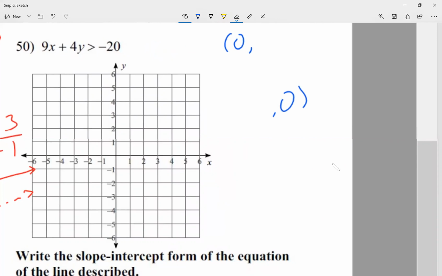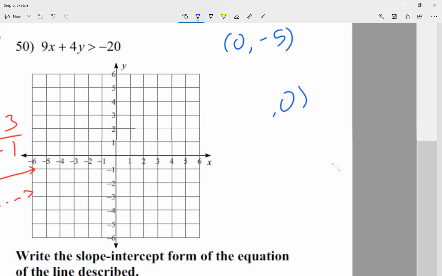I said ignore the x term. So this looks like 4y equals -20. I'm using the equal sign. Can we solve for y? 4y equals -20, divide both sides by 4. Then we get that y equals -5. So cool, that gives me a point.